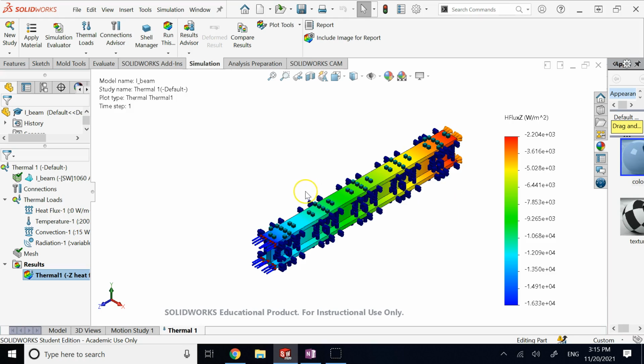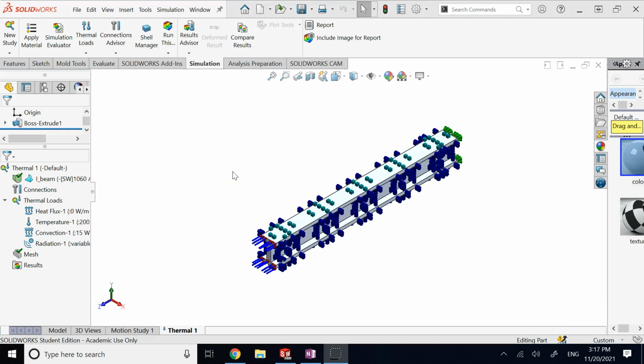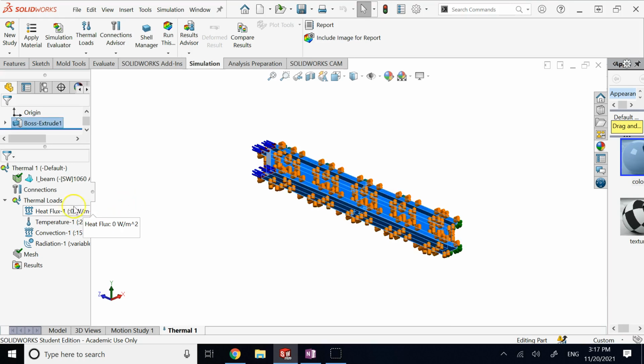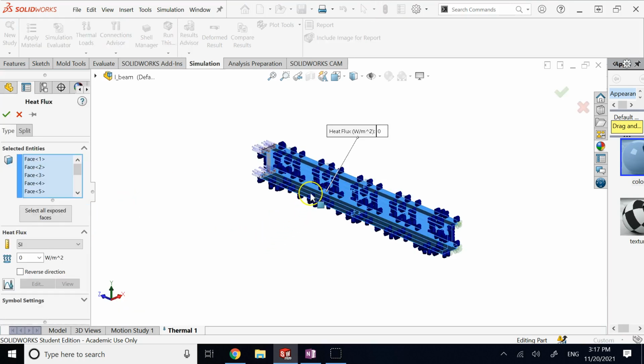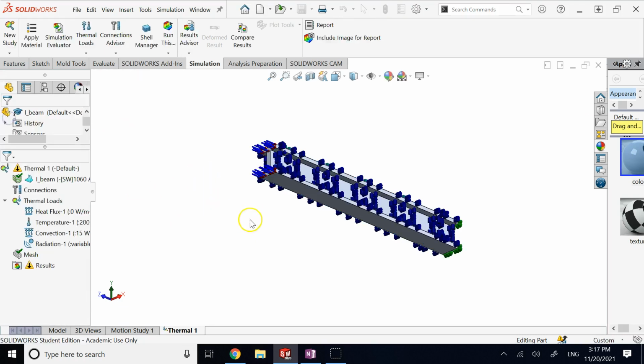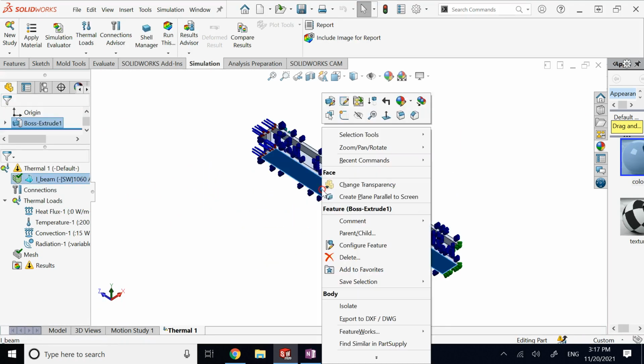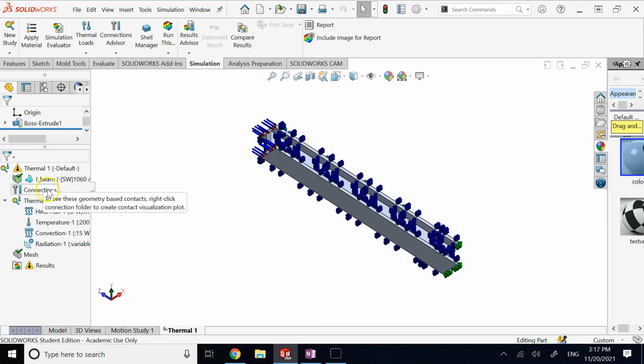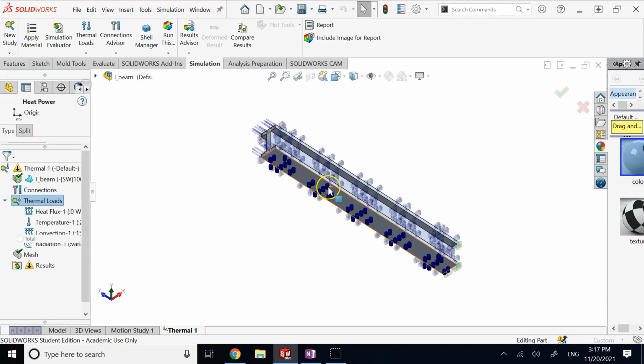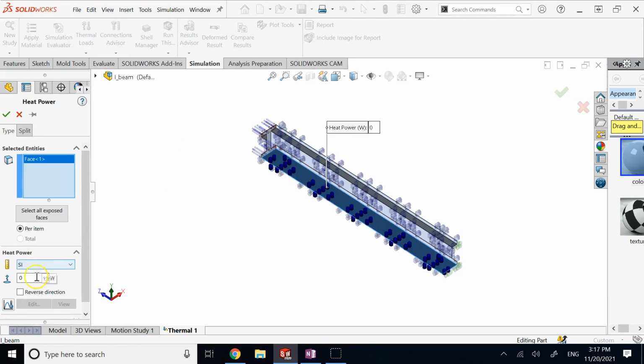What's the meaning of this non-uniform temperature or heat flux distribution? And just for the last thing before we finish the video, I want to also show you heat power. So here I go to that heat flux and I get rid of this bottom surface as well. So the bottom surface is also not insulated, but instead I would like to apply a heat power to the bottom surface. And it says, okay, how many watts? You say maybe I want 500 watts applied to that face.